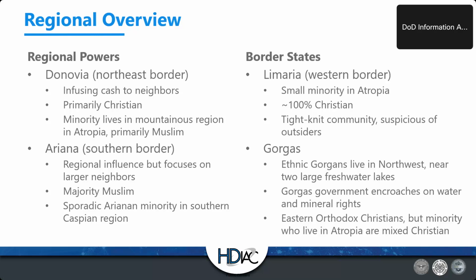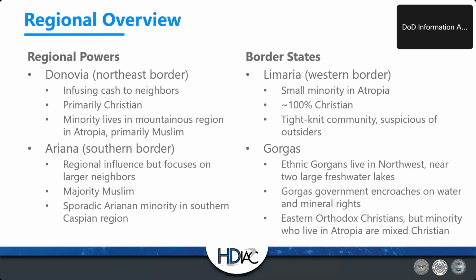And Ariana to the southern border, and you could guess what countries these people are sort of similar to, but they have a regional influence, but usually focus on the larger neighbors, so don't necessarily influence Atropia as much. They are majority Muslim, and there are Ariana minorities in the southern Caspian region of Atropia.